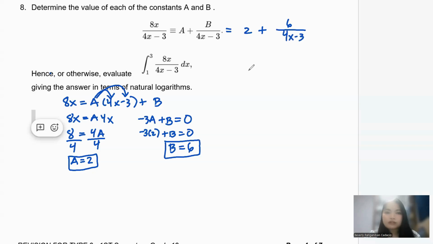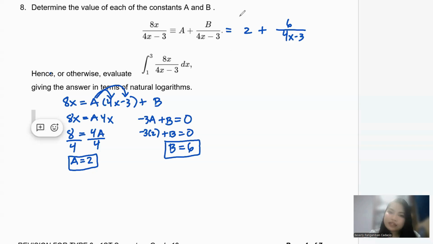Okay, now what do I need to do in the follow-up? Actually, we're not yet done. Basically, sorry, you are going to receive, of course, marks here for getting your A and B, and then next, you're going to integrate, okay?